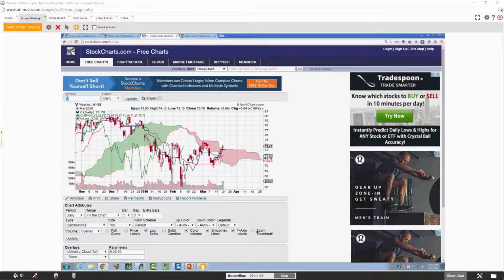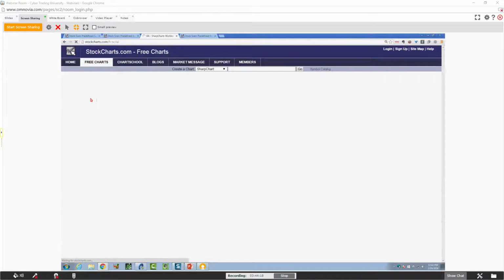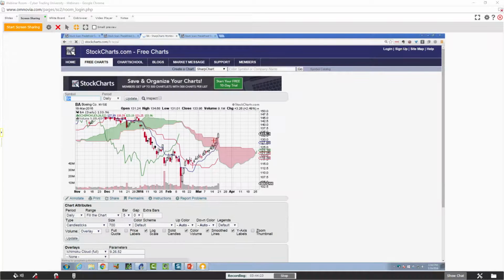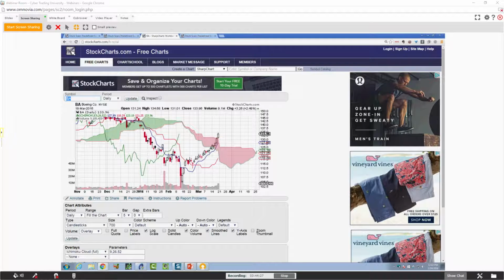Okay? So now, when you find that stuff, you just add it and say, okay, Visa would be a decent long for me. Let's see Boeing, because Boeing was on that list too, BA. All right, Boeing, that's an even better long. That looks better than Visa. So we would get long that with a stop of 127.99, and our target would be about 142.50.